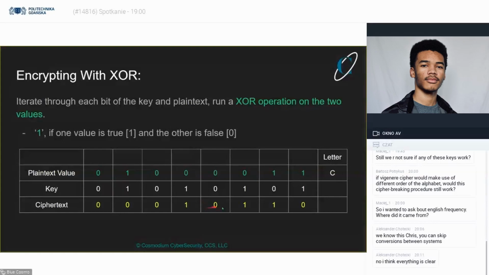And then we repeat this process going down until we have our ciphered binary character. Now, this is an actual representation in ASCII if you wanted to have the ASCII represented as actual characters. However, we'll keep it in binary for the sake of this example.